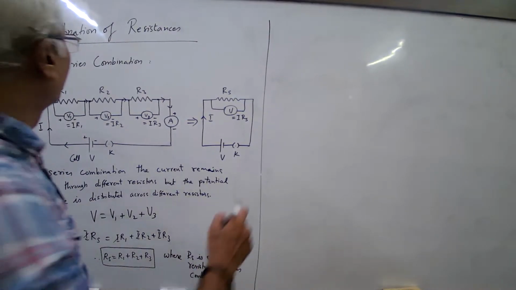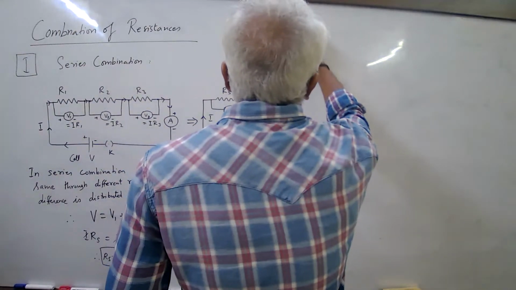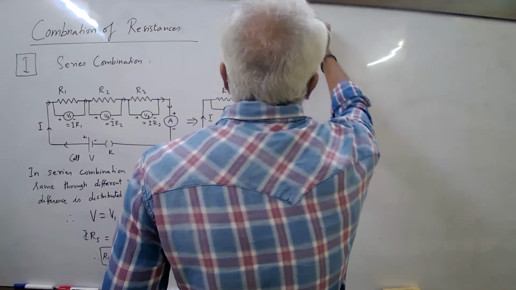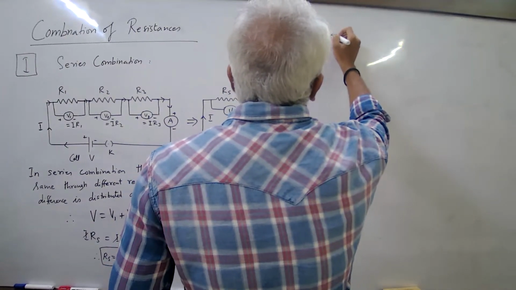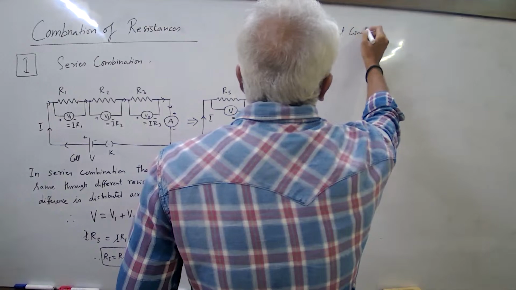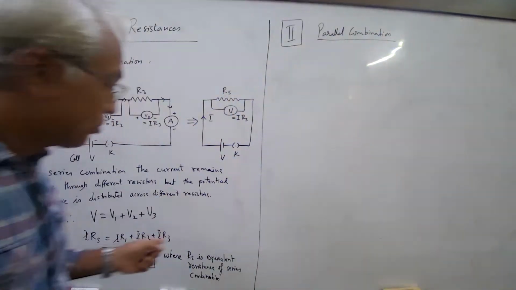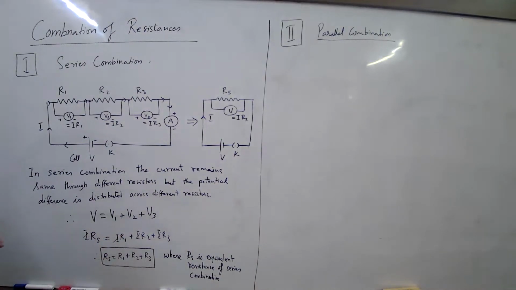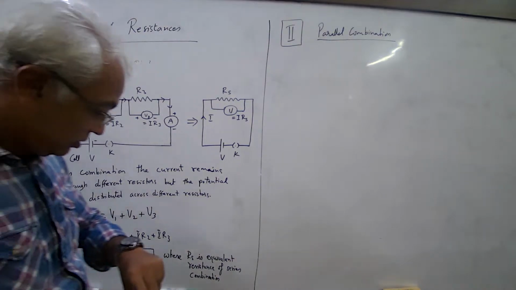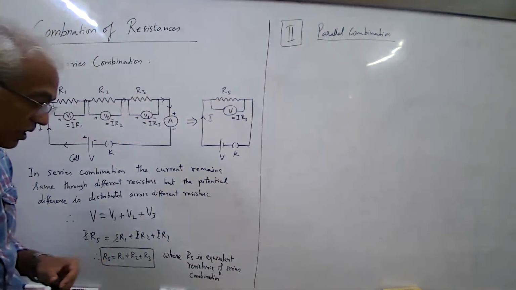Now we are going to study about parallel combination. Sometimes a question might come on derivation: derive the relation for equivalent series resistance. Then this is how you derive. Derive the expression for equivalent parallel combination, that we do in the next class.